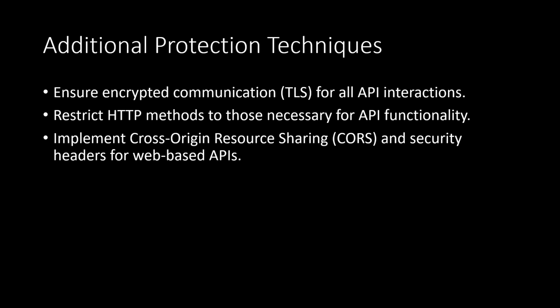Additional protection techniques include ensuring encrypted communication, TLS, for all API interactions, restricting HTTP methods to those necessary for API functionality, and implementing cross-origin resource sharing and security headers for web-based APIs. Onwards to the next risk from the list.